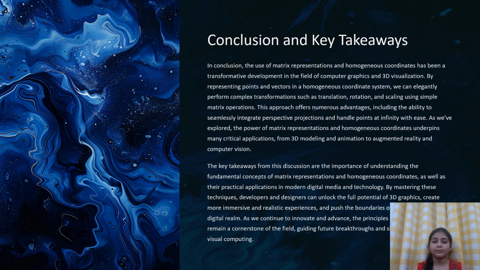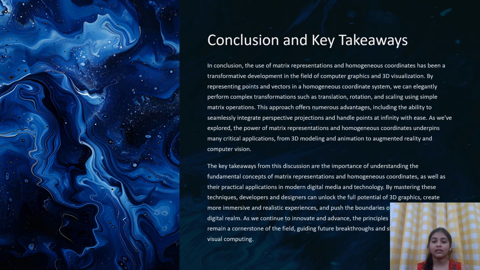As we have explored, the power of matrix representation and homogeneous coordinates underpins many crucial applications in 3D modeling and image processing, augmented reality, and computer vision. The key takeaway from this discussion is the importance of understanding the fundamental concepts of matrix representation and homogeneous coordinates, as well as their practical applications in modern digital media and technology.